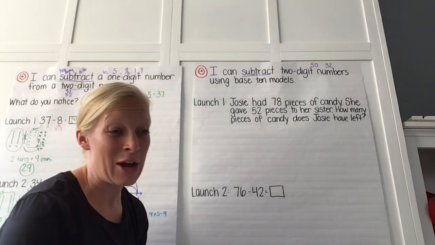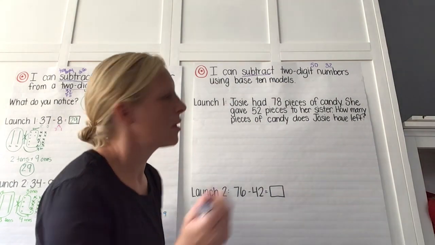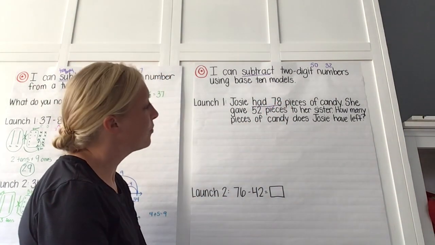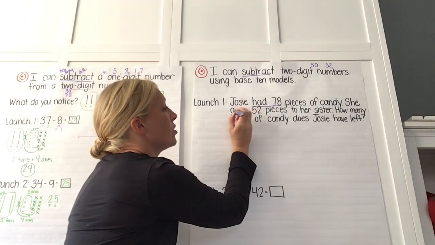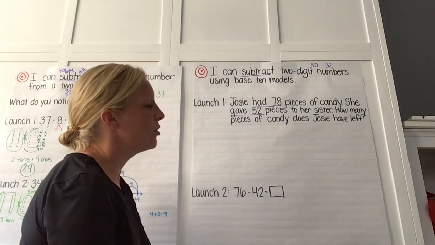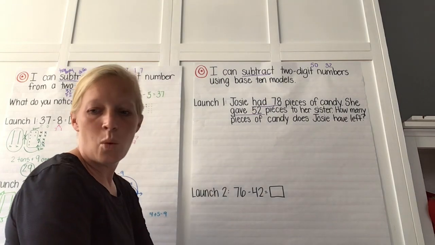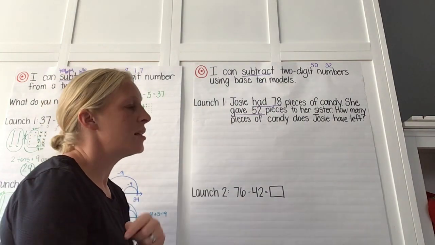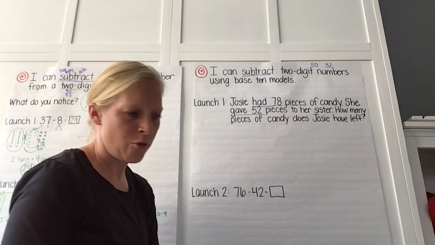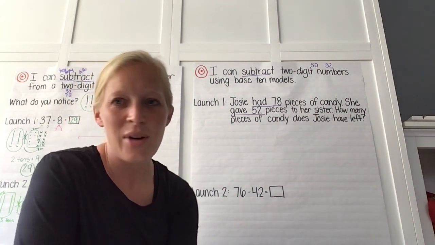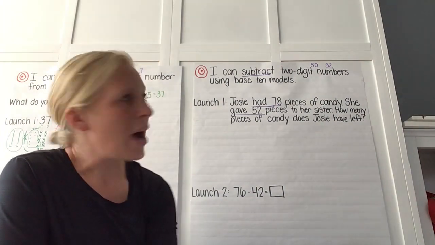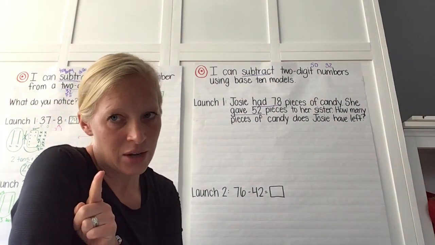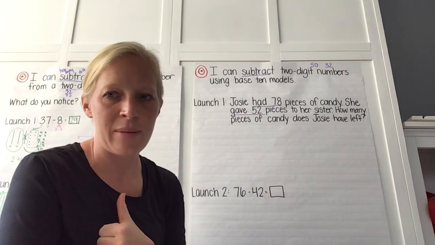What do we already know, my friends? She had 78 pieces. What else do we know? She gave 52 to her sister. What are we trying to find out? How many pieces does she have left? So before we jump into solving, let's go ahead and write that equation. How can we write an equation to match this story? You write the equation, nothing else yet, and then put a thumb in front of your tummy so I know that you're ready.